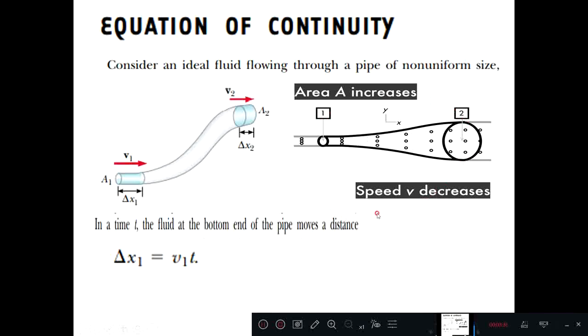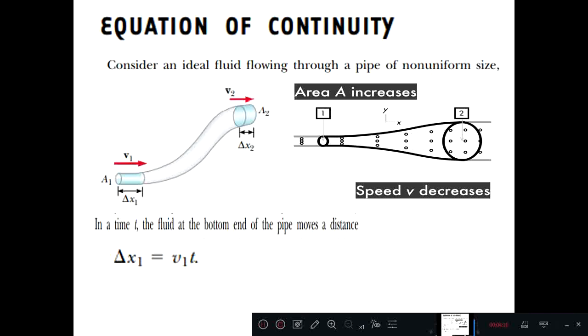You can look at this animated picture here. All the fluid particles are passing through a particular cross section, moving in this direction. Here we have considered an ideal fluid flowing through a pipe of non-uniform size, and the particles in the fluid move along the streamlines in a steady flow. In a time t, the fluid at the bottom end of the pipe moves a distance delta x1, which is equal to v1 into t.